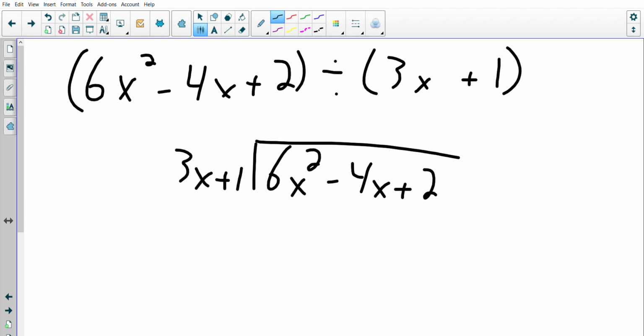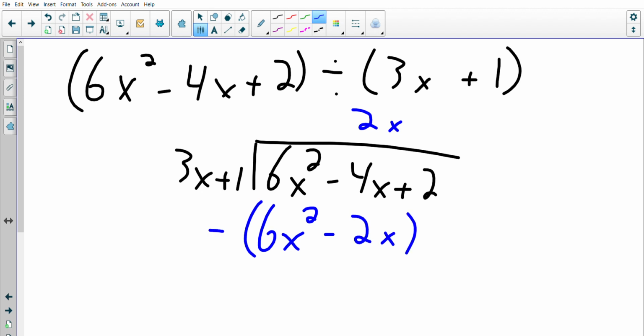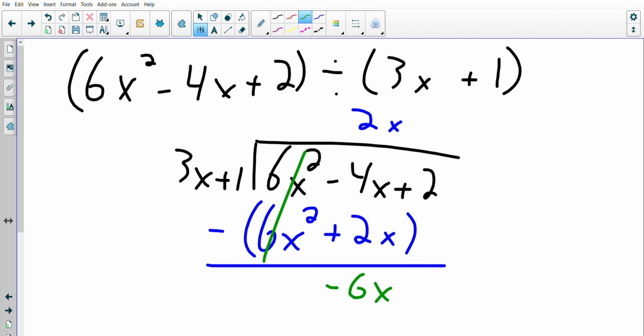So here, again, I want to ask myself, what's 6x squared divided by 3x? And that leaves me with 2x. So again, I'm going to distribute. I get 6x squared minus 2x. I'm going to subtract these, plus 2x, sorry about that. And then we cancel out here. And then negative 4x minus positive 2x leaves me with negative 6x. Bring down my 2.